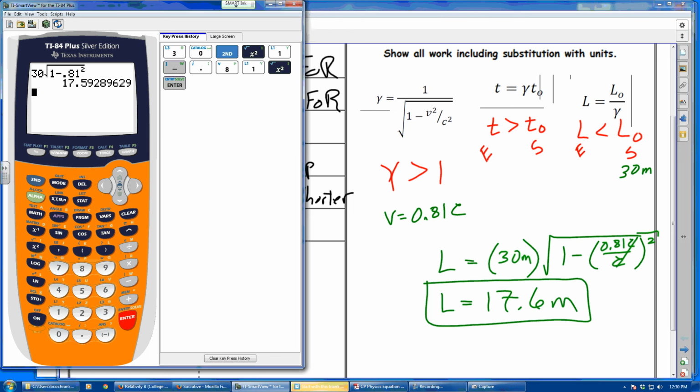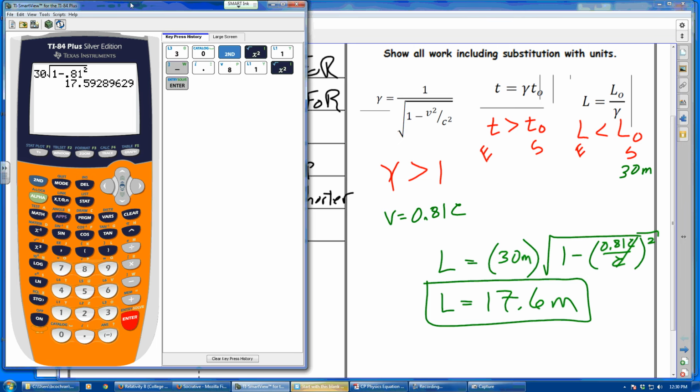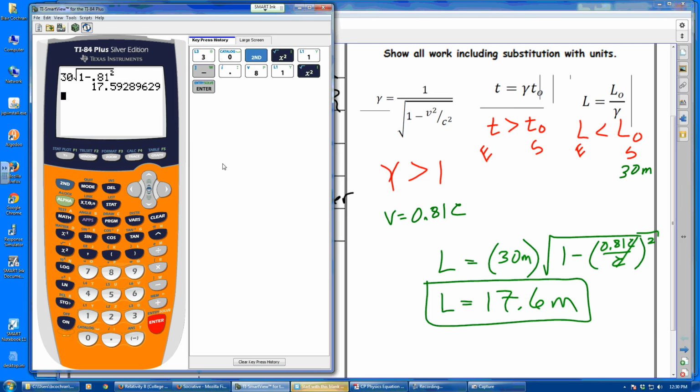Any questions on that before we move on? You got 2.8. You might have put parentheses in the wrong place, or you're moving very fast. Remember, the faster you're moving, the bigger the difference in the lengths.